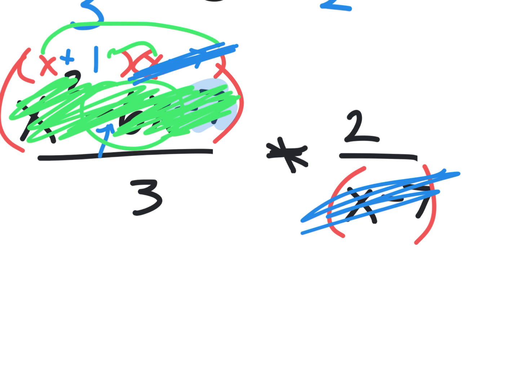We only have 2 things left on the top, 1 thing left on the bottom, and then compare with the kid sitting next to you.